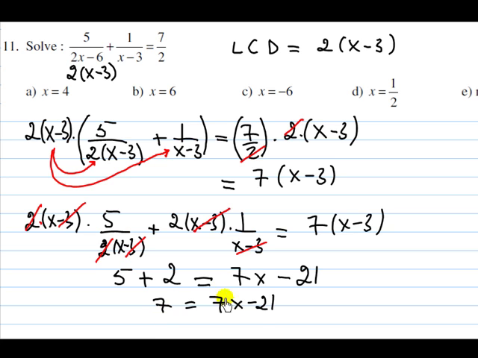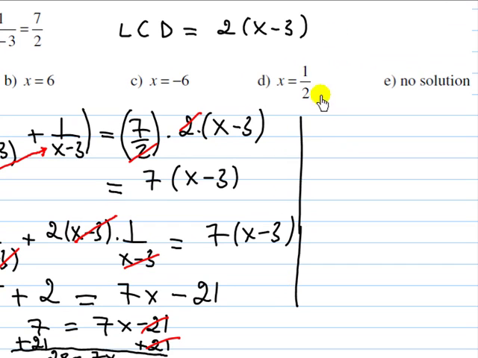Now, in order to separate the variables on one side and a number on the other side, we will take this negative 21 to the other side by adding 21 on both sides. And what we get here is 28 equals 7x, because those 21s cancel. Let's rewrite it here. So we have 28 equals 7x.